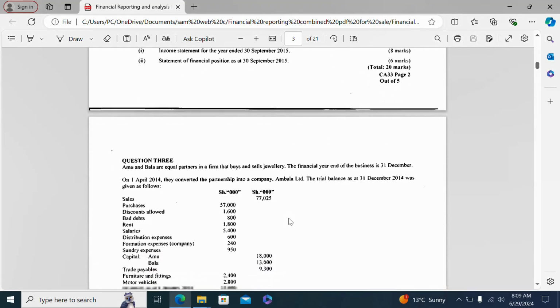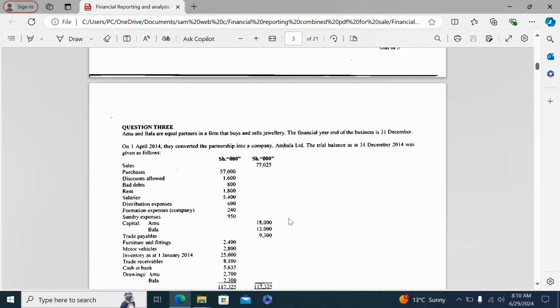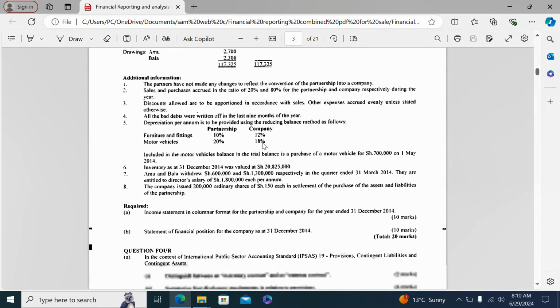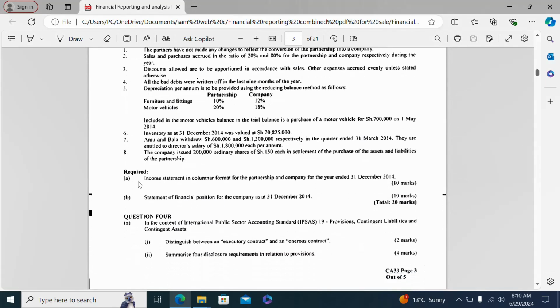We now go to question 3. Am and Bara are equal partners in a firm that buys and sells jewelry. The financial year end of the business is 31st December. This is a question on partnership, and it required in A an income statement in columnar format for the partnership and the company for the year ended 31st December 2014, and B a statement of financial position for the company as at 31st December 2014.